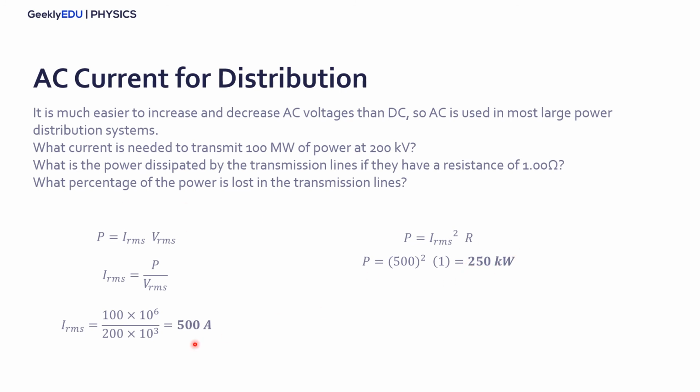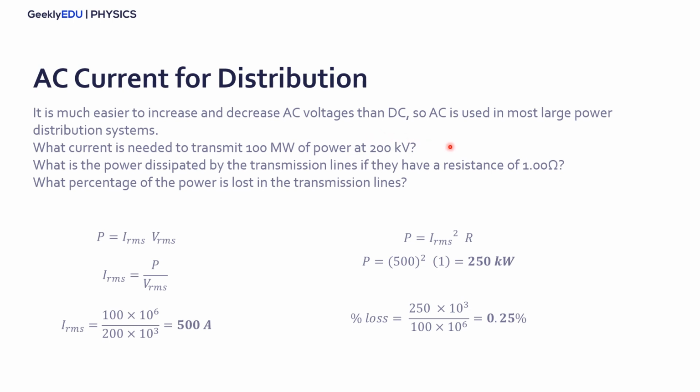So what is the percentage of loss? We're using 100 megawatts and dissipating 250 kilowatts. What is the percentage of the power that is lost in these transmission lines? You can just divide one by the other, dissipated over needed. The percentage of loss is very low: 0.25%, less than 1%. It's a quarter of a percent, so it's actually acceptable. Note that we're using 200 kilovolts, a very, very high voltage.